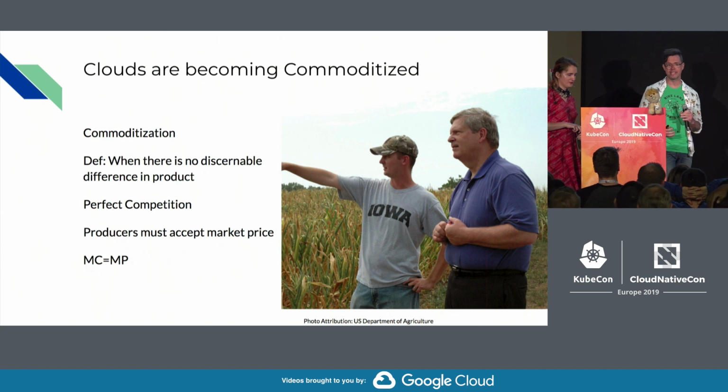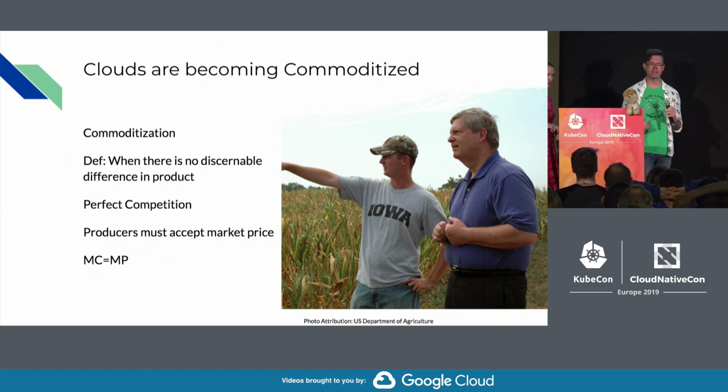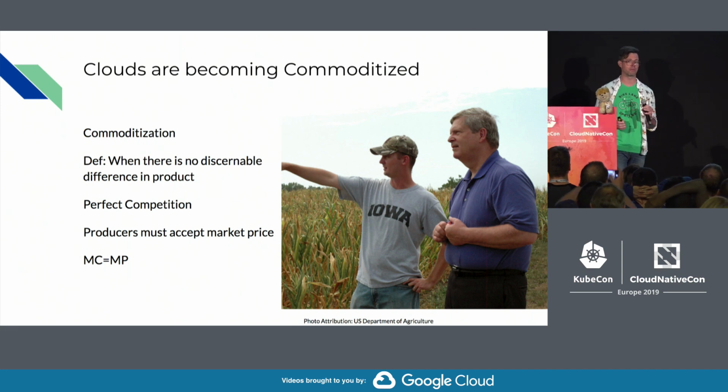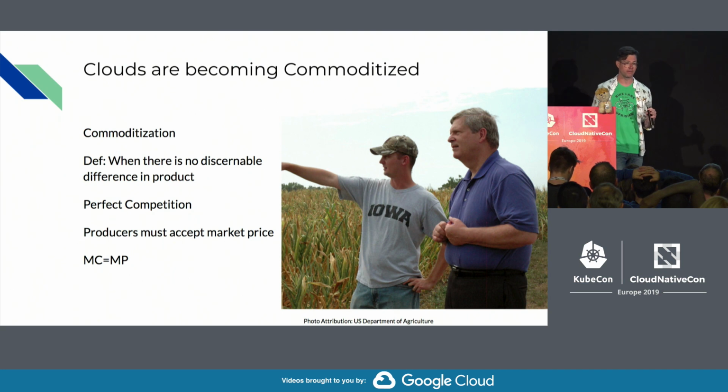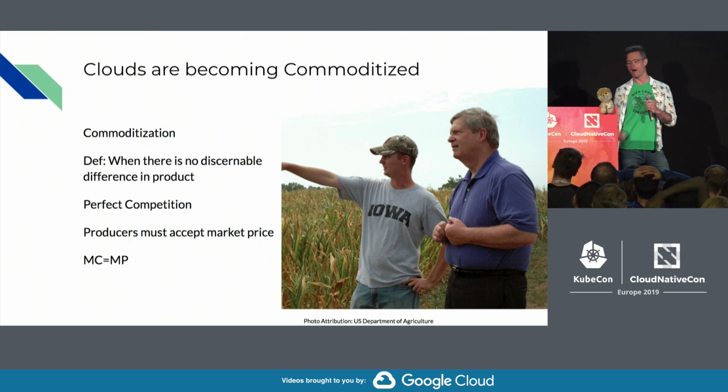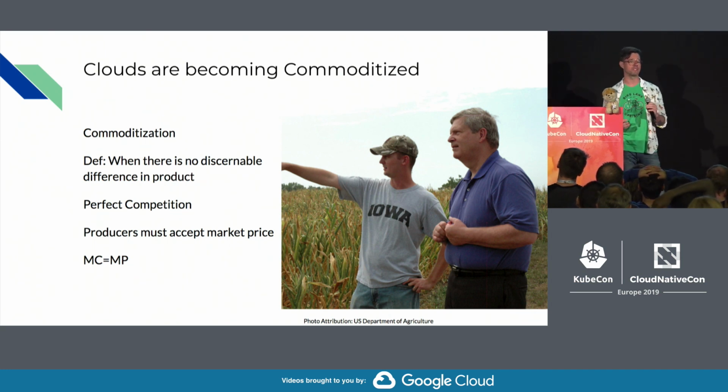So, commoditization of clouds. To dig into this a little more, commoditization is when there's no discernible difference in the product. Examples of commodities, if you're not familiar with them: gasoline, corn, soybeans, oil, things that are traded like commodities. My undergrad is actually in economics, so this is a fun time to use my undergrad degree, which you don't always get to do in your real grown-up job. Perfect competition. Producers of commodities are price takers.